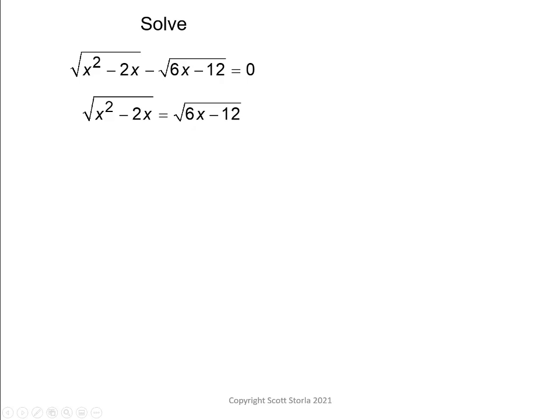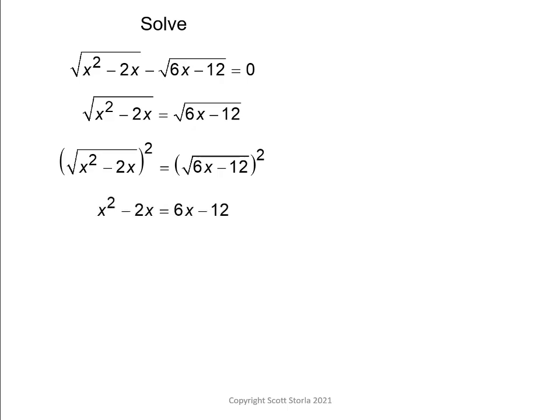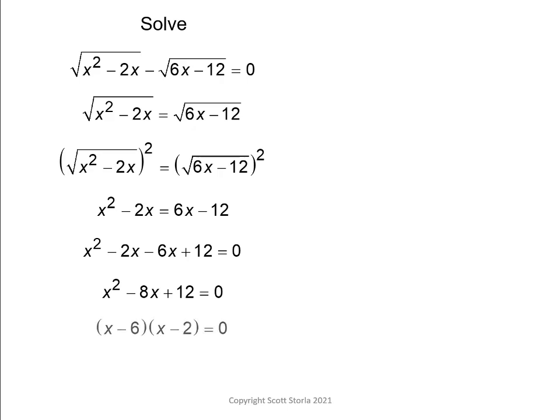After adding the square root of 6x minus 12 to both sides, squaring both sides, and simplifying, I have a quadratic equation. So I'm going to try the zero product method. I subtracted 6x and added 12 so that it could be equal to 0. I have some like terms here, so I'm going to have x squared minus 8x plus 12. Using guess and check, I can see that factors to x minus 6 and x minus 2. So my two solutions are 6 and 2.